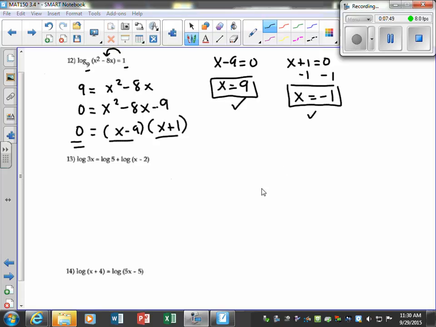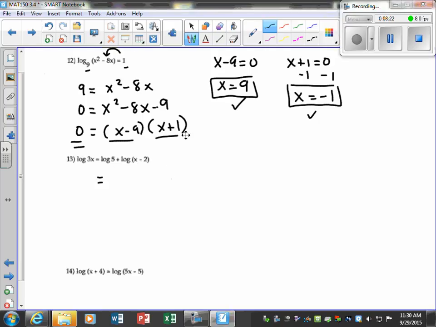Alright, number 13, we see log base 10, log base 10, log base 10. So that makes me feel comfortable. They're all the same base. That means I have properties that I can use. But I'd like to have just one on each side because we have a one-to-one property. If I have a logarithm on one side and a logarithm of the same base on the other side, we have a one-to-one property we can use. Is there any way I can rewrite these two and condense them to be just one?